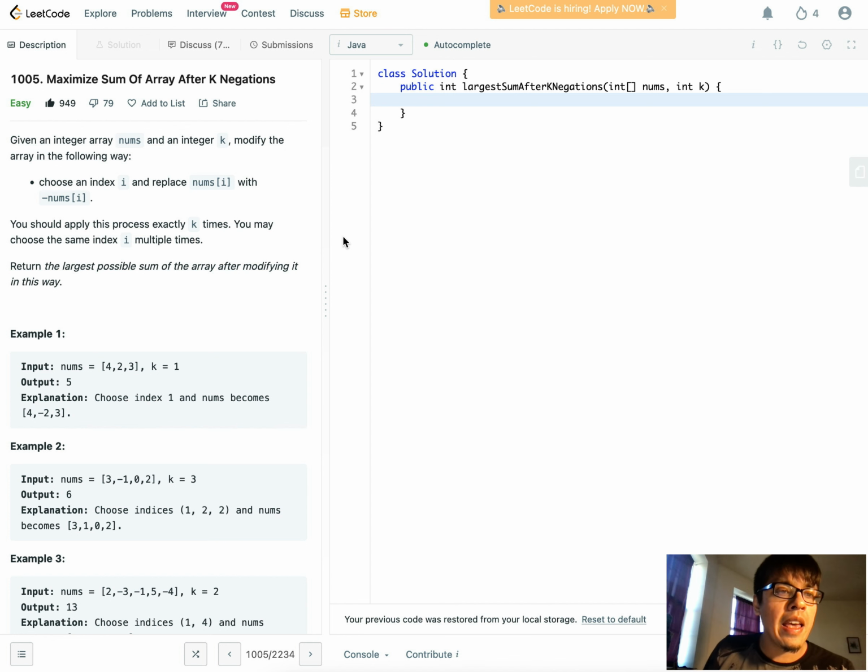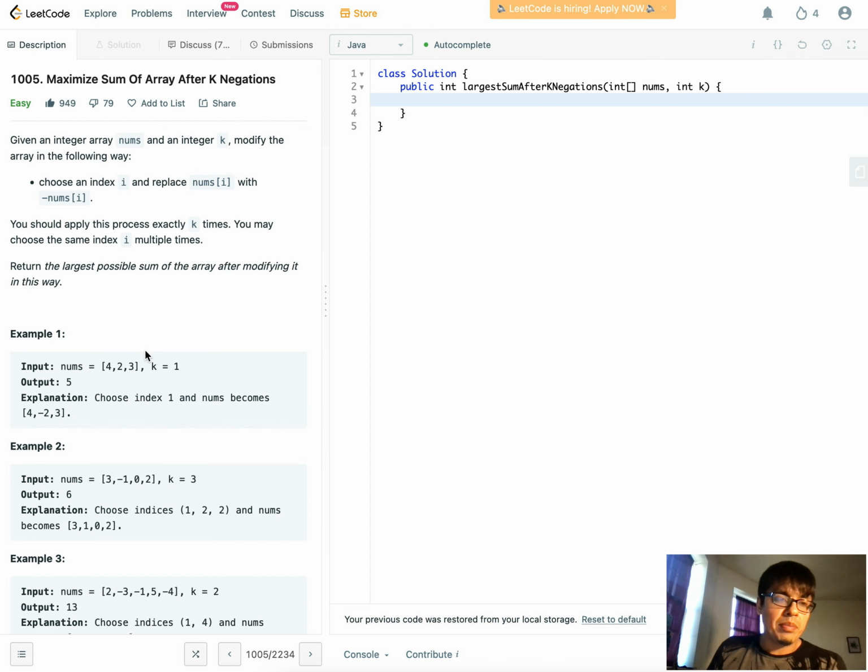The statement says, given an array nums and an integer k, modify the array in the following way. Choose an index i and replace nums[i] with negative nums[i]. You should apply this process exactly k times. You may choose the same index i multiple times. Return the largest possible sum of the array after modifying it in this way.